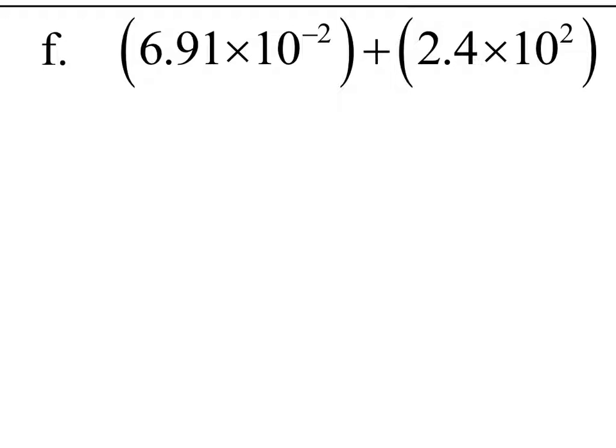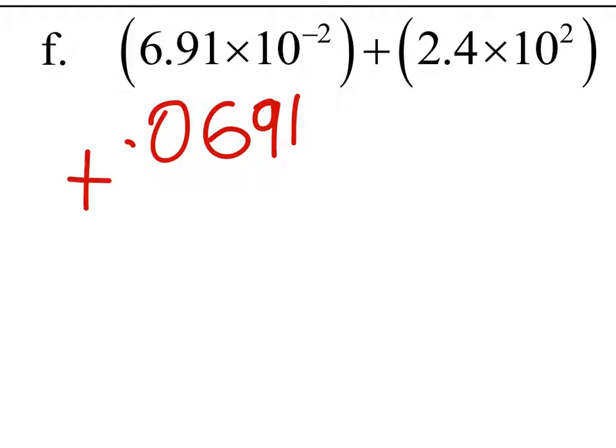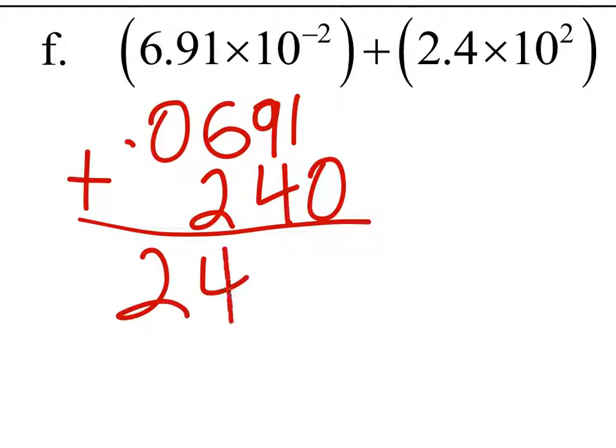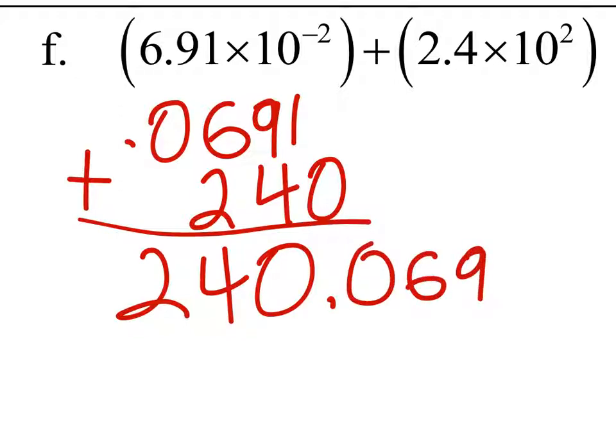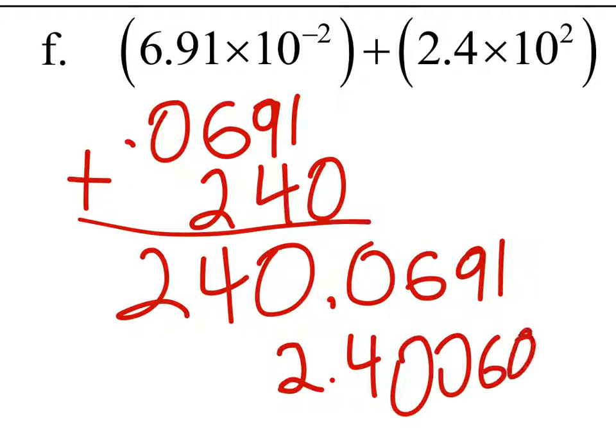Okay, first we have to make this normal. 0.69, then plus 240, and that leaves us with an answer of 240.0691, which when we put it into scientific notation is 2.400691 times 10 to the power of 2. Correct. Excellent work.